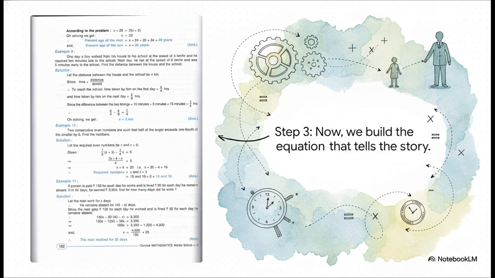Now, the story says the man's future age will be twice the son's future age, and that gives us our equation. You can see it right there. x plus 26 equals 2 times (x plus 2). The story has now become a solvable puzzle.